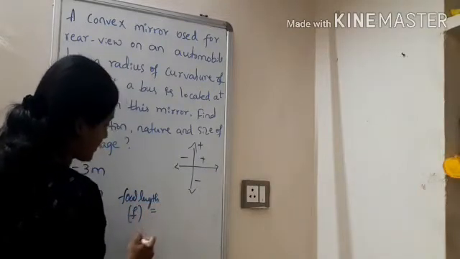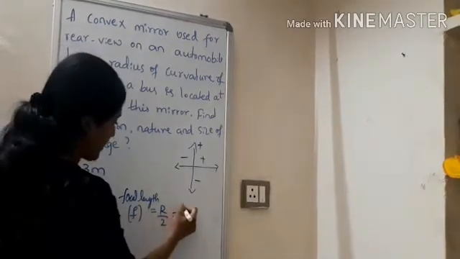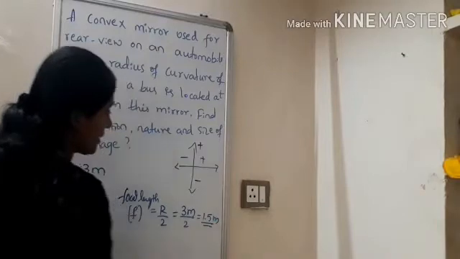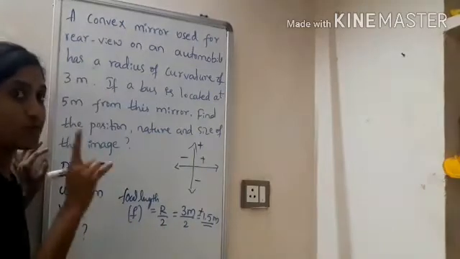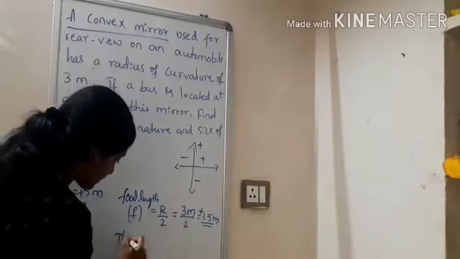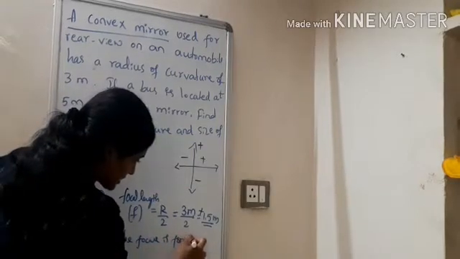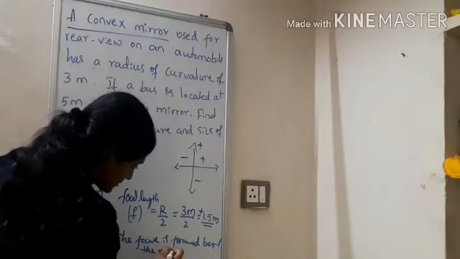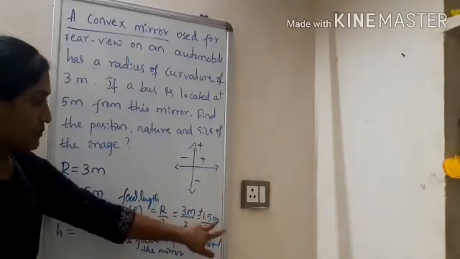f is equal to r by 2. Is it right? R they gave is 3 meter, divided by 2, it will come 1.5 meter. Here it is behind the mirror. Okay, the focus will form behind the mirror in case of a convex mirror. So you write it, the virtual focus is formed behind the mirror. Clear? Now we got the focal length f plus 1.5 meter.